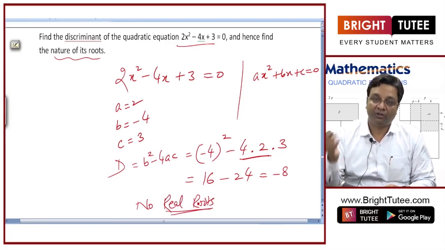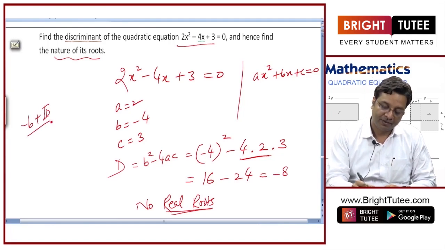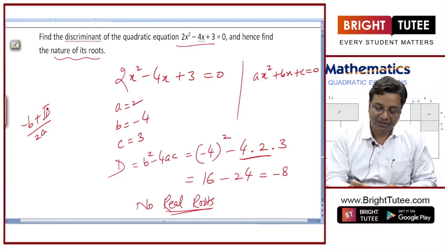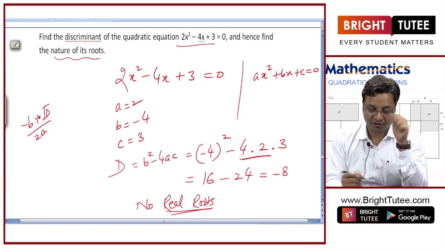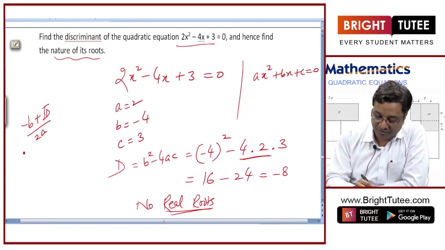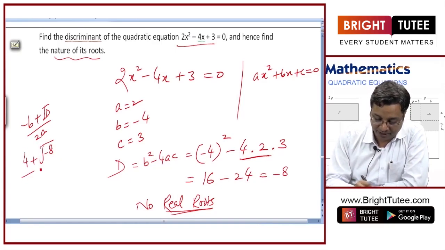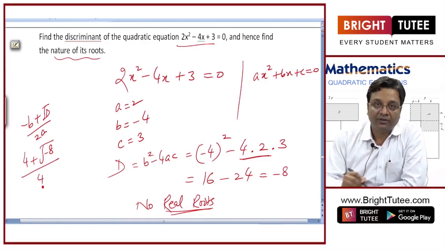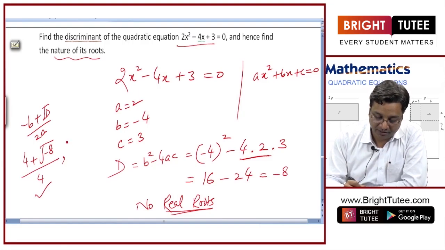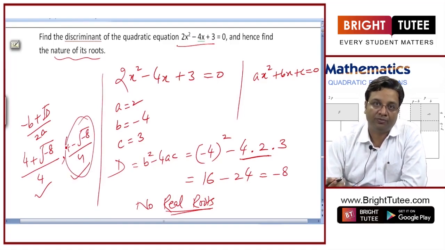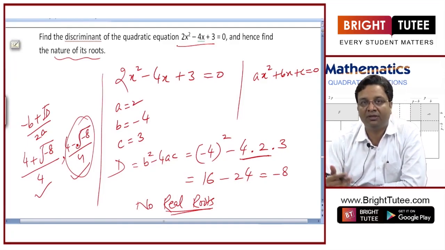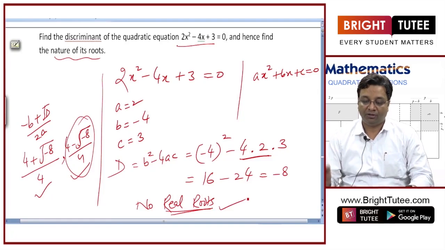Why no real roots? Because in the roots minus b plus root D by 2a, we will have negative inside the radical sign. Negative inside the square root sign is not defined in the real numbers. So what exactly will be the roots here? Minus b will be 4 plus root D, which is minus 8 inside, over 2a, 2 into 2, 4. So this is one of the roots, right? The other root can be 4 minus. So can you find any number in real numbers like this? No, because root of minus 8 is not solvable in real numbers. Okay, so no real roots.